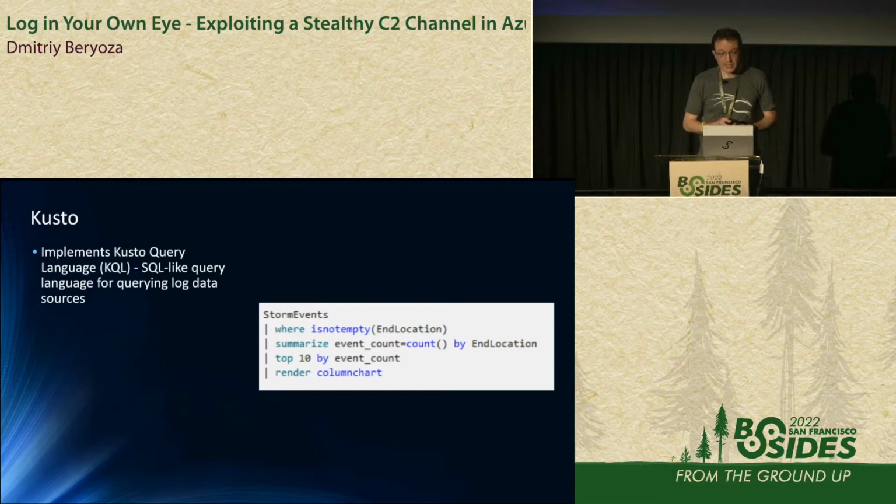So Log Analytics has something called Kusto. It's a query language. It's a SQL-like query language. I'm not sure why they didn't choose to implement a language with a SQL syntax, but it resembles SQL. If you look at this example here, you will see that it sort of reminds you of SQL.